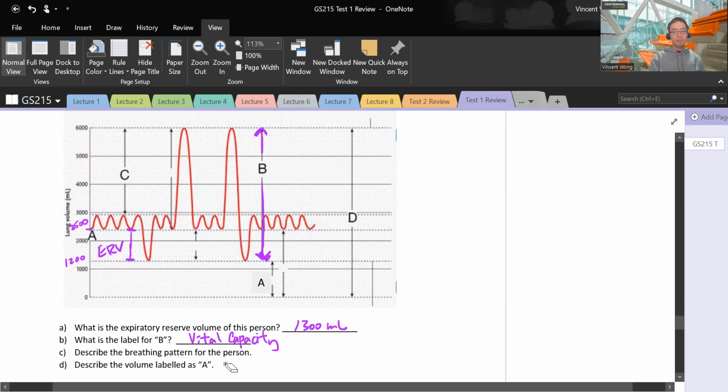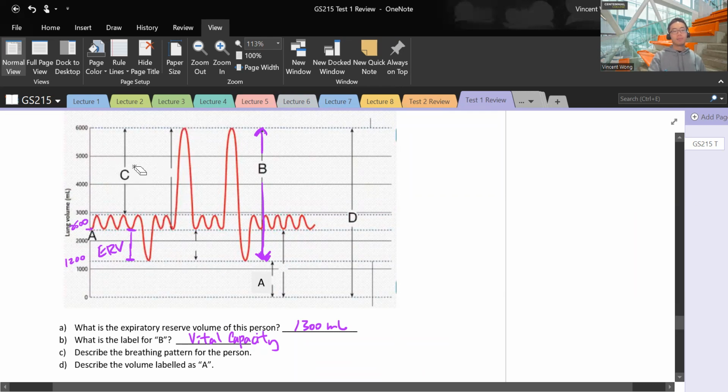Describe the breathing pattern for the person. So this is just tidal volume, inhaling, exhaling regularly, and then fully exhale, and then go back to regular breathing. And here you have full inhalation. Right? Inhale as much as you can.